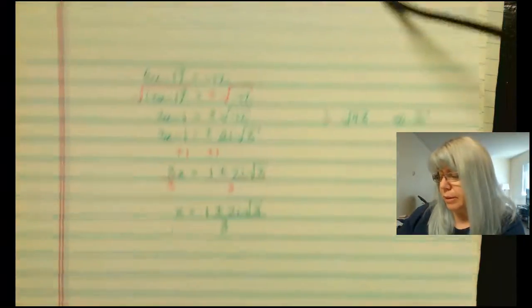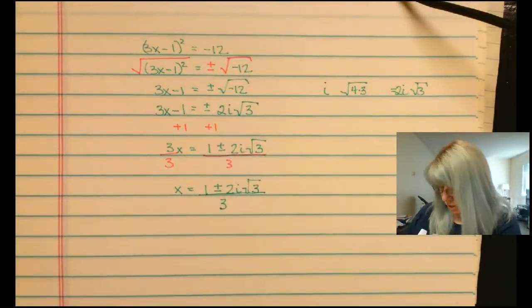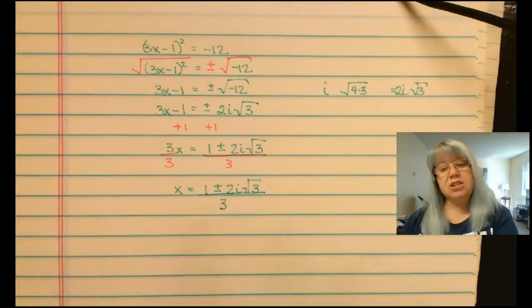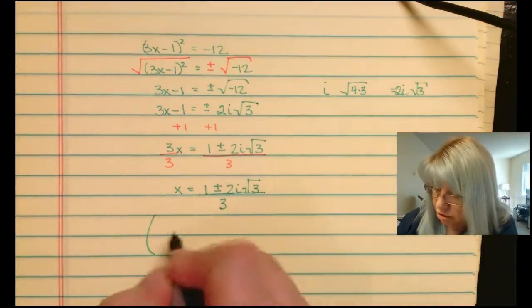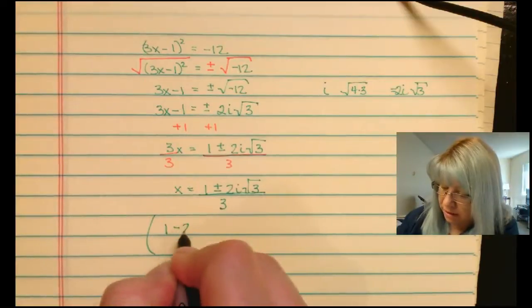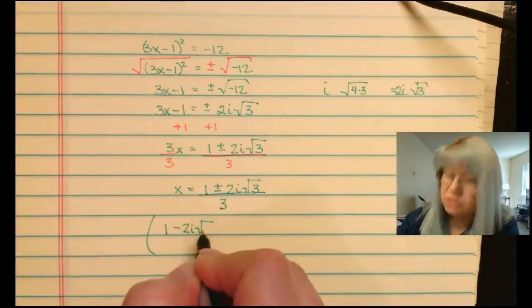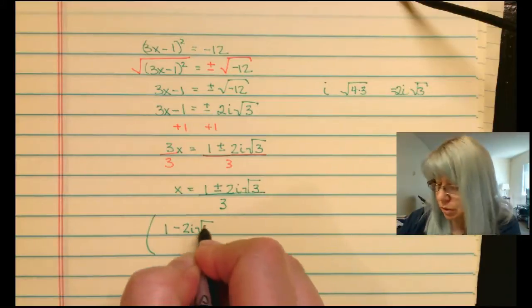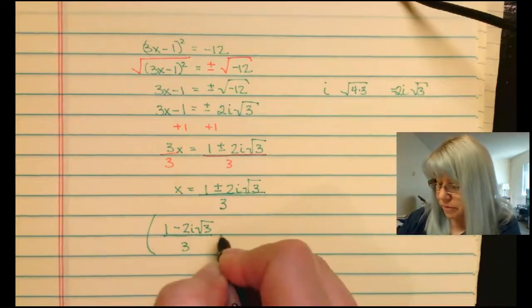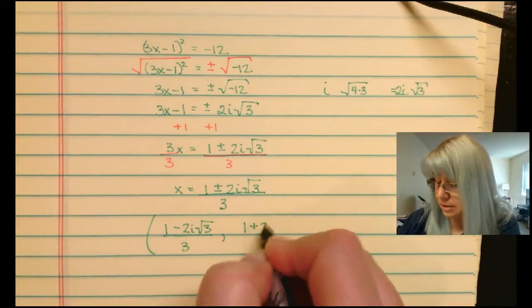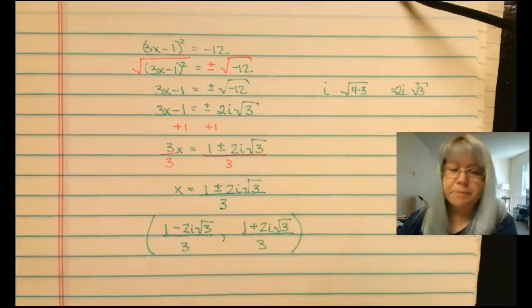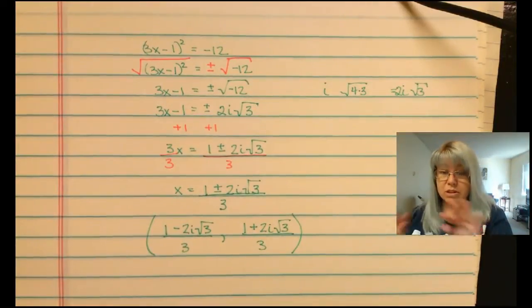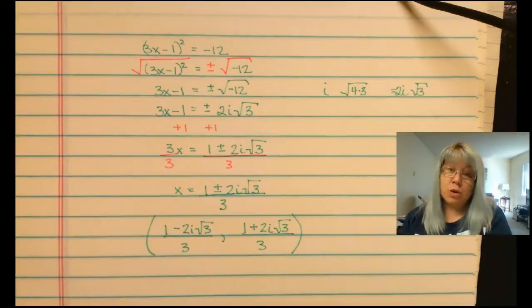Now, if this was on a test and your instructor was accepting these compound answers, that's fine. But for the real solution set, you should break it apart: 1 minus 2i square root of 3 all over 3, and 1 plus 2i square root of 3 all over 3. So there's two separate answers. When you're writing it in this shorthand notation, you really should break it apart in the end.